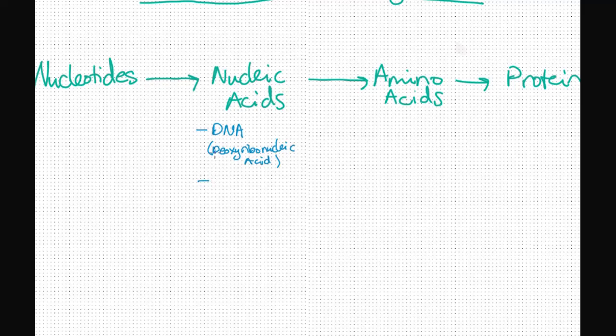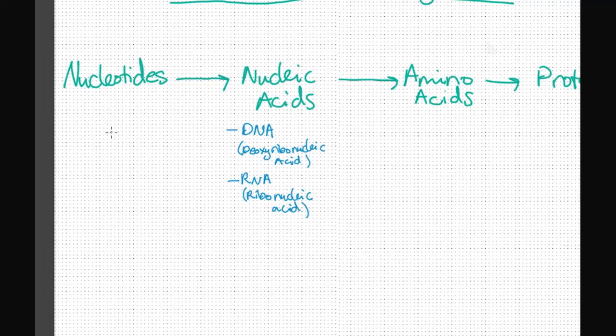And the second type of nucleic acid we have is called RNA. And this means ribonucleic acid. Let's head on back over now to nucleotides. So nucleotides are basically the building blocks that make up nucleic acids. And there are 5 different types of nucleotides.